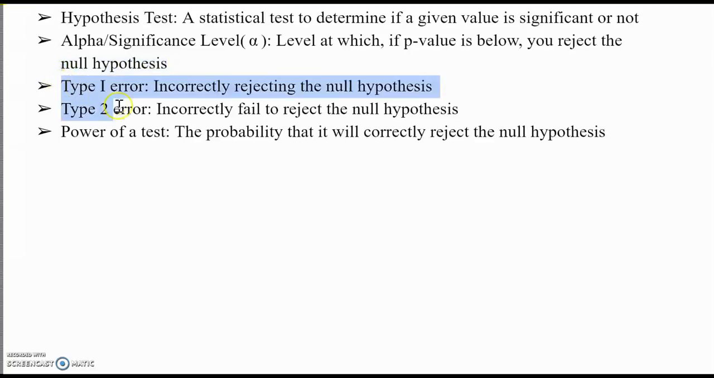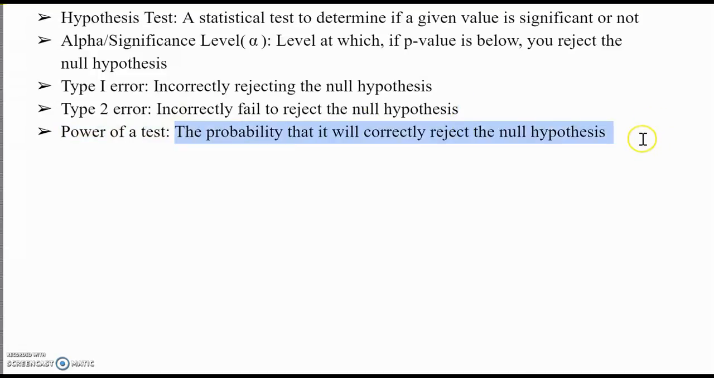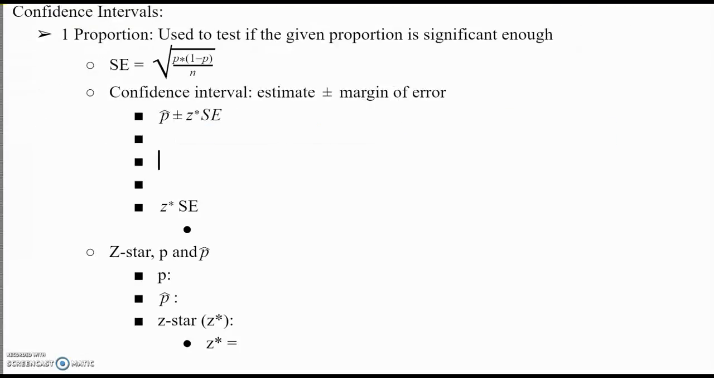Now, type 1 and type 2 error are very simple, but they do deal with null hypotheses again. So type 1 error is just incorrectly rejecting the null hypothesis, and type 2 error is incorrectly failing to reject the null hypothesis, which just means it is a false positive. Now, the power of a test is the probability that we will correctly reject the null hypothesis. We're going to move on to confidence intervals.